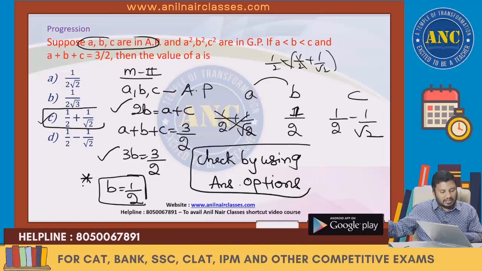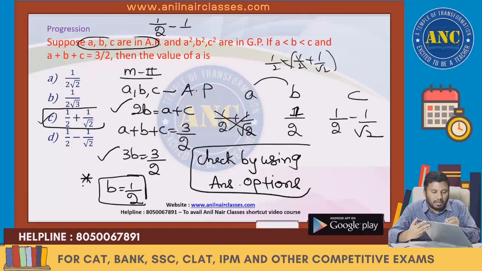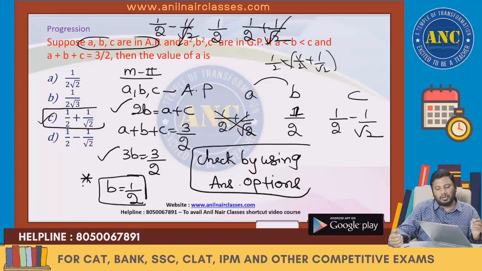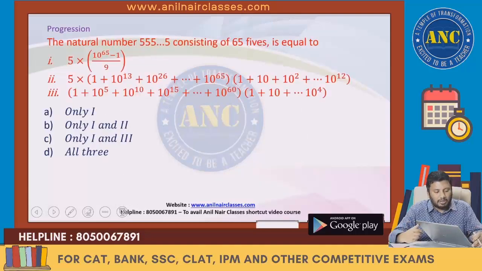Idea is clear, right? I hope it is clear. Let us take D as the option. 1 by 2 minus 1 by root 2. This is 1 by 2. Difference is 1 by root 2. 1 by 2 plus 1 by root 2. These cancel. 1 by 2 plus 1 by 2 plus 1 by 2. It is 3 by 2. Check whether it is there in the GP. If they are in GP, then that will be the answer. Substituting by using answer option is the best method.